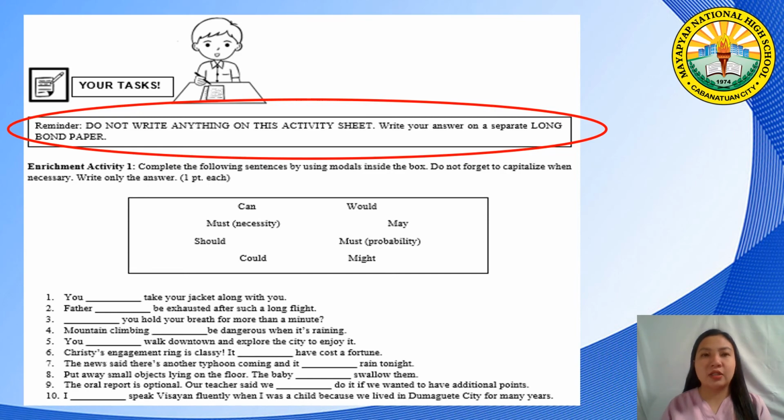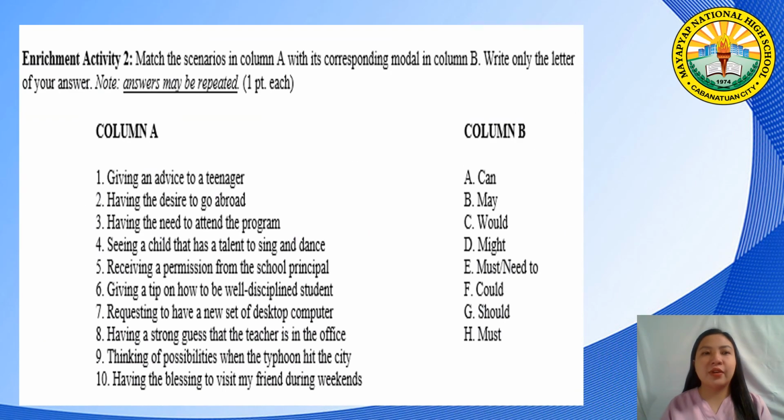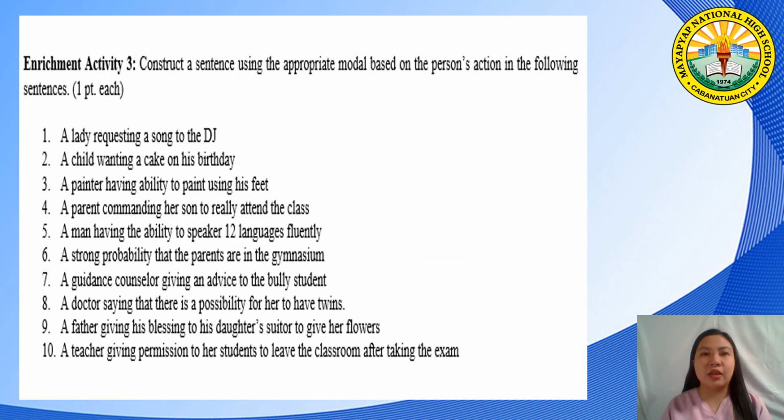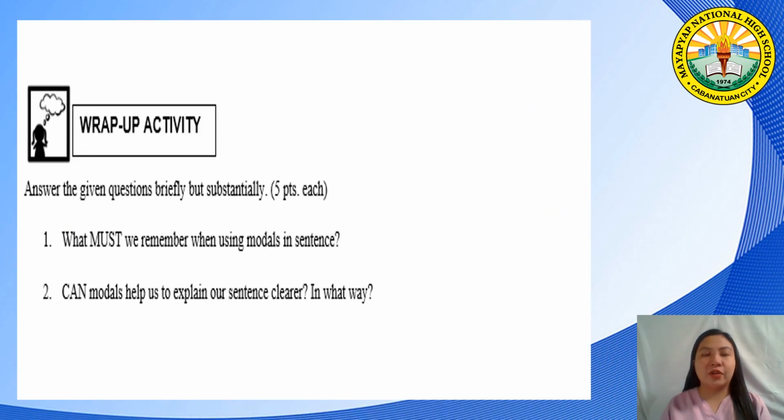Write only the answer. For enrichment activity number 2, match the scenarios in column A with its corresponding modal in column B. Write only the letter of your answer. Note, answers may be repeated. For enrichment activity number 3, construct a sentence using the appropriate modal based on the person's action in the following sentences. And for your wrap-up activity, answer these questions briefly but substantially.